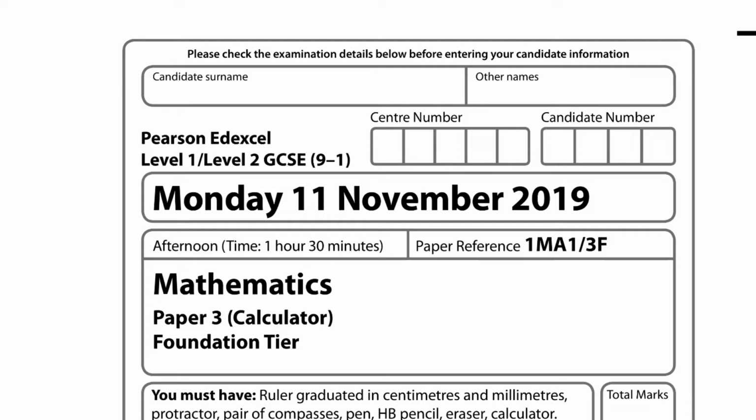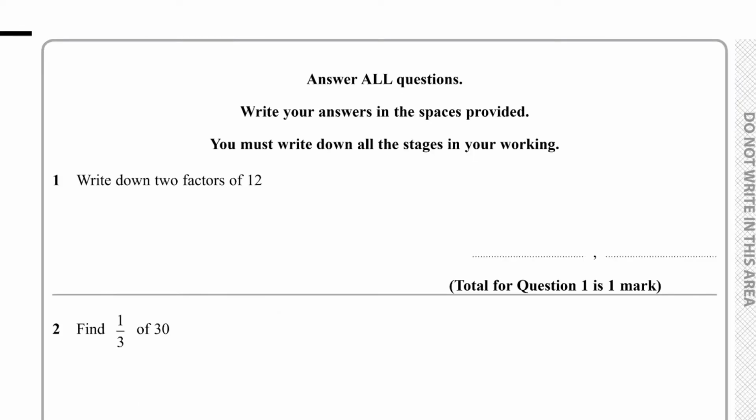Hi guys, this is the Edexcel GCSE Maths Paper 3 from the foundation tier, and it's from the November 2019 series. For question 1, we have to write down two factors of 12. Well, 1 times 12 gives 12, 2 times 6 gives 12, and 3 times 4 gives 12. So we can choose any two numbers, for example 3 and 4.